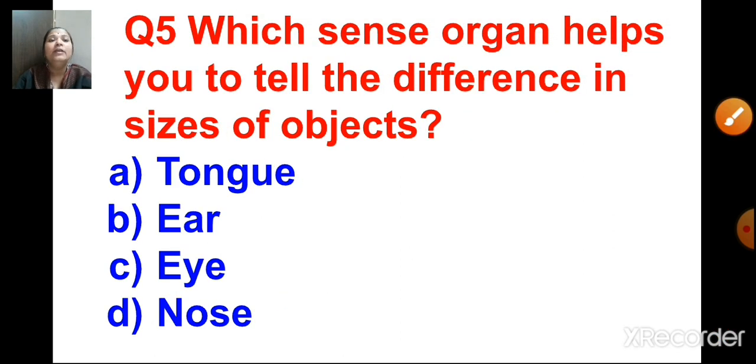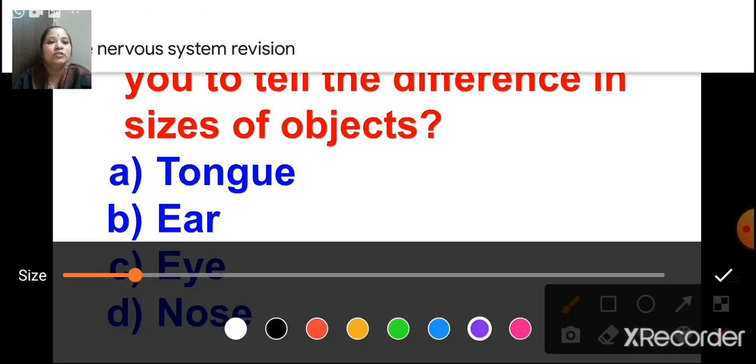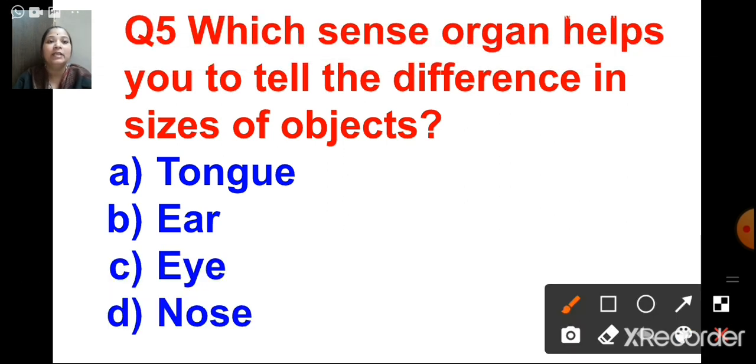Next question is, which sense organ helps you to tell the difference in sizes of objects? So, which is that sense organ which tells you about the size of the object? Yes, the answer is C, eye. The eye tells you about the size of the object, how far or near it is, right?